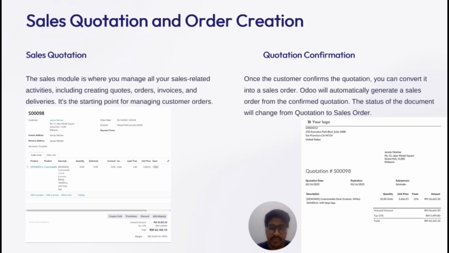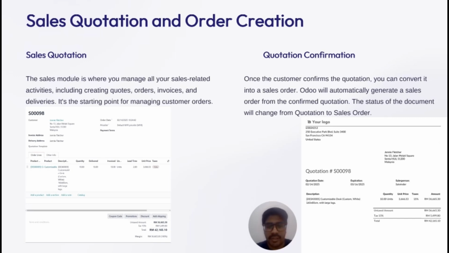Now let's begin with the first step, which is the sales module. This is where we manage customers' orders, including quotation and sales order. The first task is to create a sales quotation. In this case, Jenny Fletcher, the customer, requests 10 customizable desks, and we create a quotation listing the product, quantity, pricing, taxes, and terms of sale, with the total amount shown as RM 42,165.10.